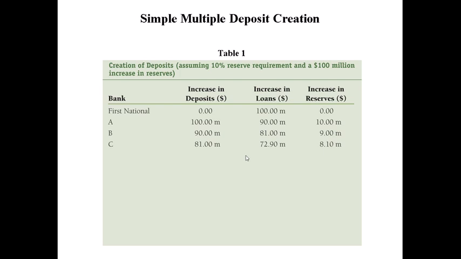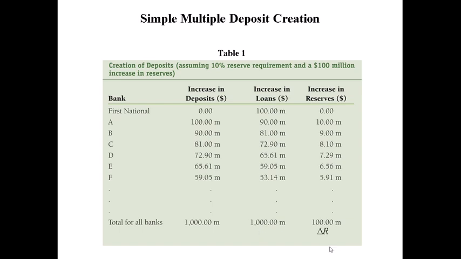And so this process continues infinitely many times until deposits have increased by $1,000 million, and reserves have increased by $100 million, and loans have increased by $100 million. The change in reserves here is equal to this $100 million here, right? The increase in deposits is 10 times that.